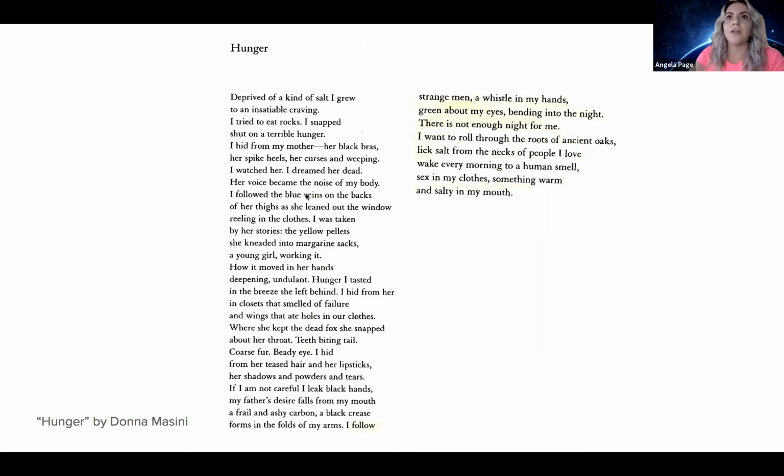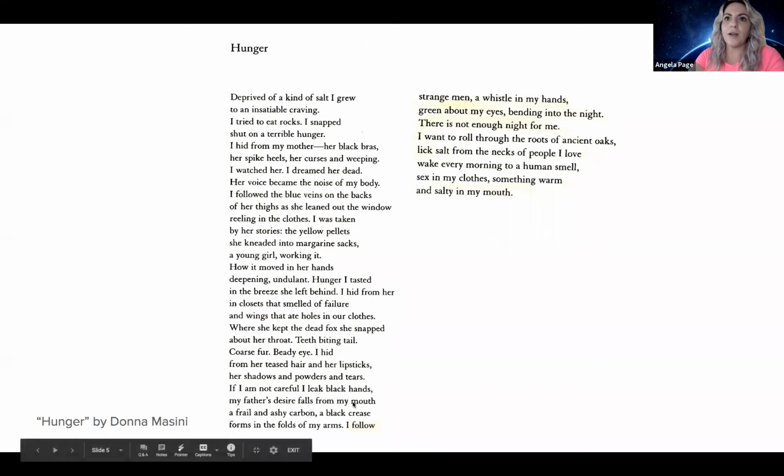And let's see, where else do we see? "Her voice became the noise of my body." This is a really nice metaphor for the sort of echo of maybe a mother's voice inside of her daughter's head, the self-critic perhaps, or the person who is chastising when she does something wrong, something along these lines is what I see. But mostly we see a lot of straightforward stuff.